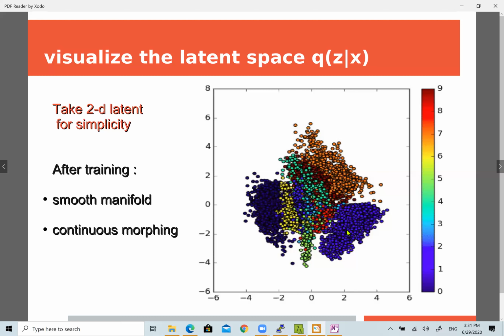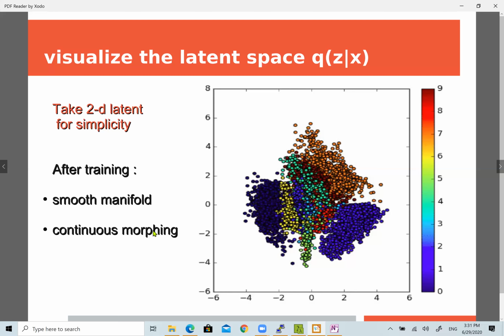And if you move your z from here to here, let's say here this number is 0, and this number, I don't know, this might be number 9. So from here to here, you will see you are generating number 0, 0, 0, 0 until here. There is a sudden kind of phase transition. It will then generate something that looks like number 9, and then 9, 9, 9, right? So that's what I mean. You can do the continuous morphing here.